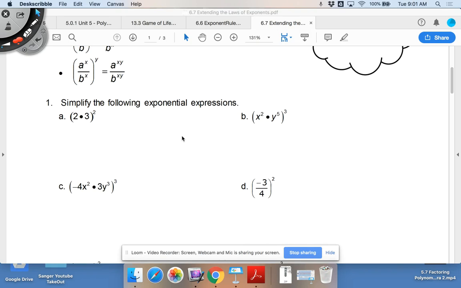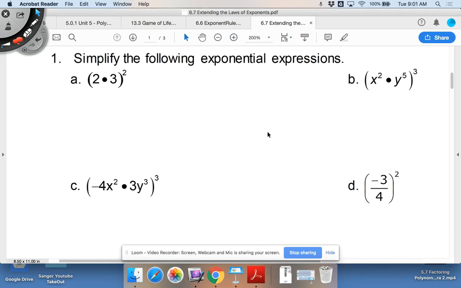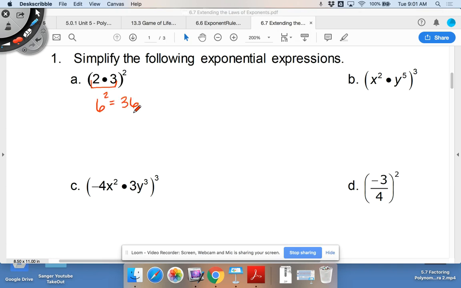So we're going to start on 1A. When we simplify, we could go two different ways with this one. Because it's numbers, we could actually multiply inside there first. So 2 times 3 would make 6. So this would be 6 squared, which is 36. So that's one way we could do it.